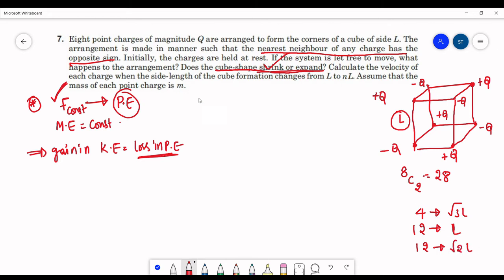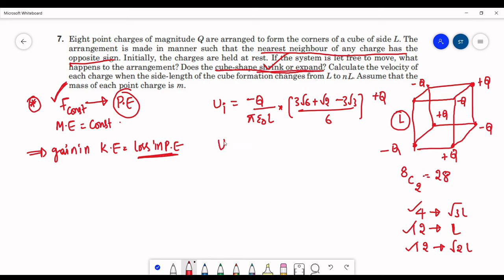So you can say the initial potential energy will be minus q upon pi epsilon naught L into (3 root 6 plus root 2 minus 3 root 3) upon 6. You can calculate this. The body-diagonal pairs are of opposite charges, so you can calculate this. Nearby pairs are also again opposite charges, you can calculate this. Face-diagonal pairs will be of the same charge, again you can calculate this and add them. Finally everything will be the same, just this length will become NL. So you can write it as Ui upon N.